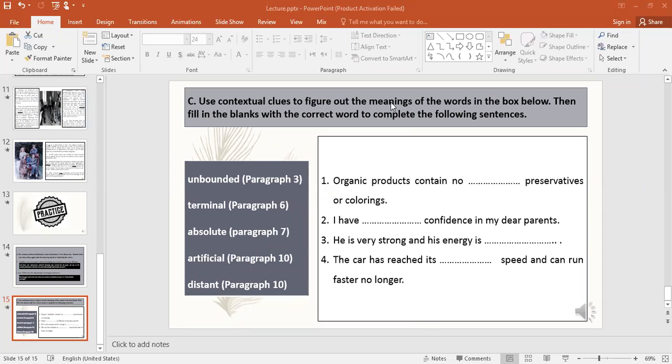I have confidence in my dear parents. Yes, absolute. Very good. Absolute confidence in my dear parents. Number 3.